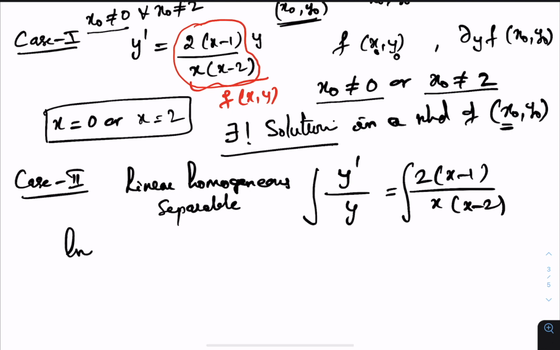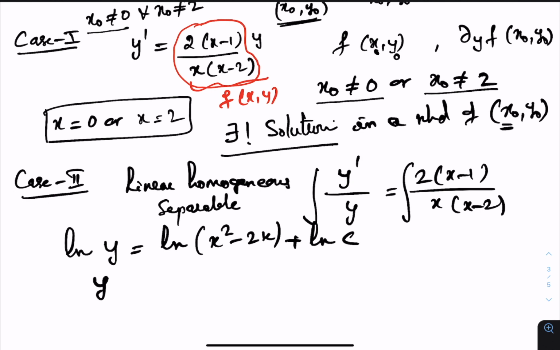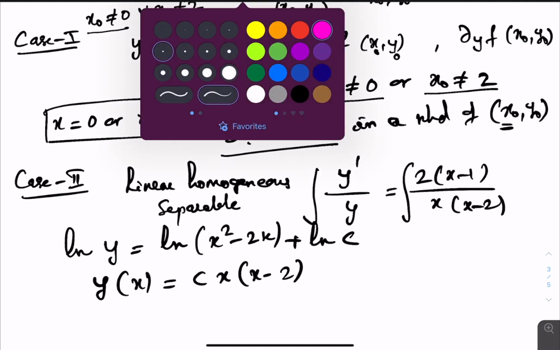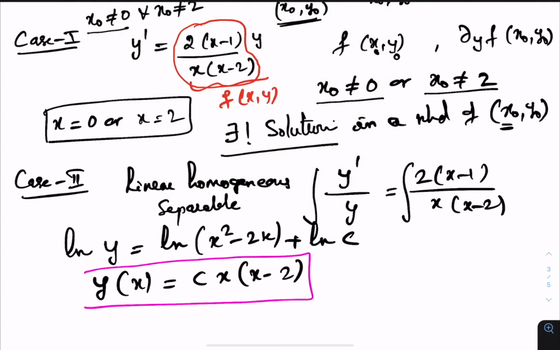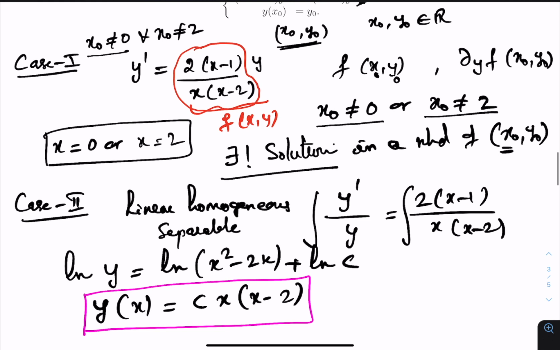So what you get is log of mod y equals log of x squared minus 2x, plus some constant. Let's write it as log of c. That's going to give you a solution which is y of x is equal to c times x(x minus 2). That's your general solution, the one parameter family of solutions for this first order ODE that is given to us.